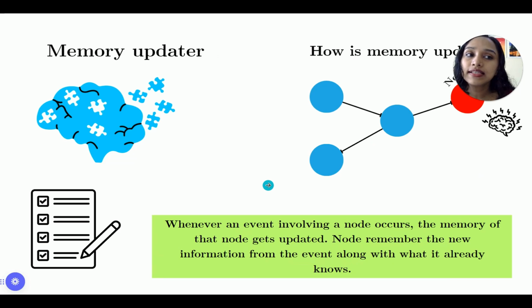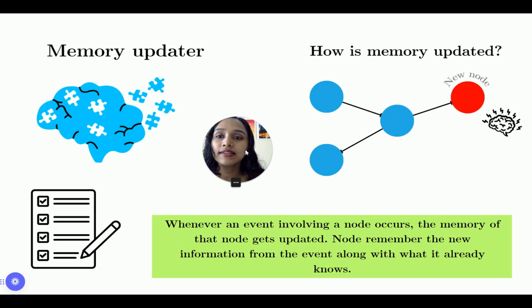Now, this is the next module of temporal graph network, which is the memory updater module. Whenever there is an event happening in a node, the memory module stores that as a list of events. For example, when a new node is introduced into a graph, it is considered as an event and it is stored in this list. And whenever more events happen involving this new node, they are stored as a list of events. So this memory module knows the history of this node. It knows what all events this node is involved in.